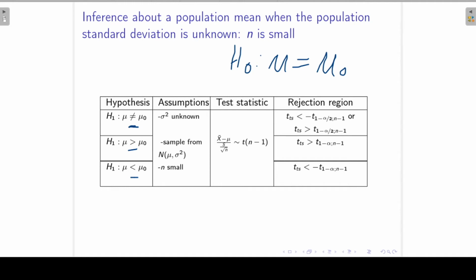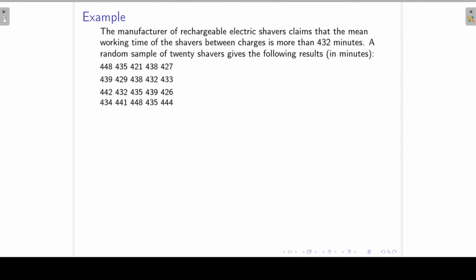Okay, so I think the best would be to illustrate this with an example. If we look at this example, the manufacturer of rechargeable electric shavers claims that the mean working time of the shavers between charges is more than 432 minutes. And then we have a random sample of 20 shavers and the results are given in minutes.